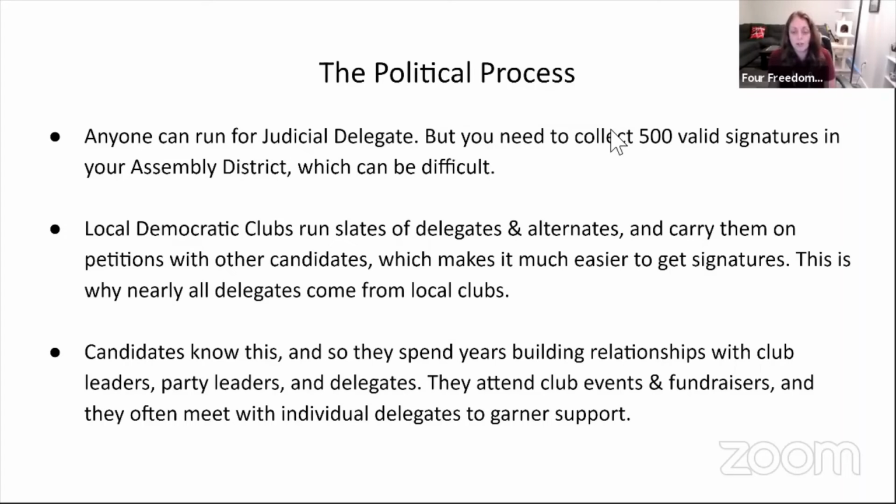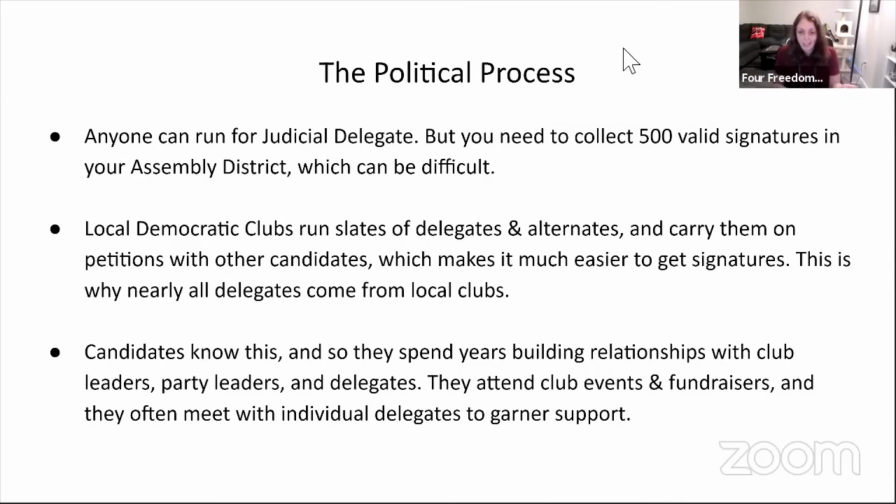But the fact is you need to collect 500 valid signatures to get on the ballot, like running for anything else. And that is a really difficult thing to do, as those of us who've gone out and petitioned have learned. So what often happens is local Democratic clubs, like the Four Freedoms Democratic Club and other clubs in the county, run slates of delegates and alternates, and they carry them on their club petitions with other candidates. That makes it much easier to get signatures. But it means nearly all of the delegates that we have end up coming through local political clubs. It's not impossible for somebody to run as a delegate on their own. I've seen it done. It's just very unlikely.